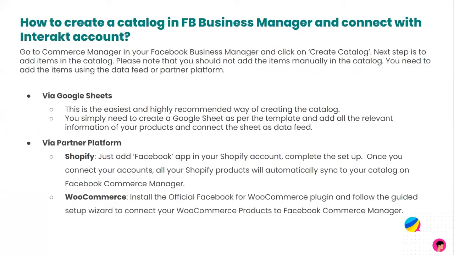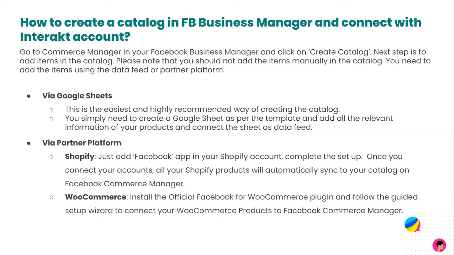So how do you create a catalog and connect it with Interact? There are basically two ways of creating a catalog and connecting it to Interact. The first and the easiest way is to create a catalog using Google Sheets. The other is to create a catalog using a partner platform. Using a Google Sheet is the easiest and most recommended way of creating the catalog. You just need to create a Google Sheet as per the template, add all the relevant information, connect that sheet as a data feed, create that catalog in Facebook Commerce Manager, and connect it to Interact.